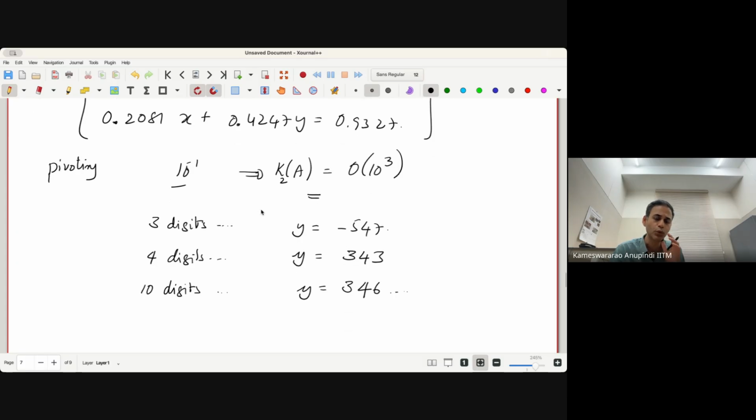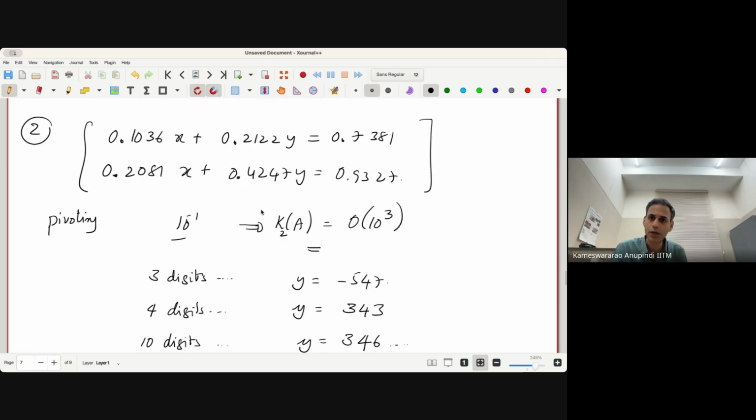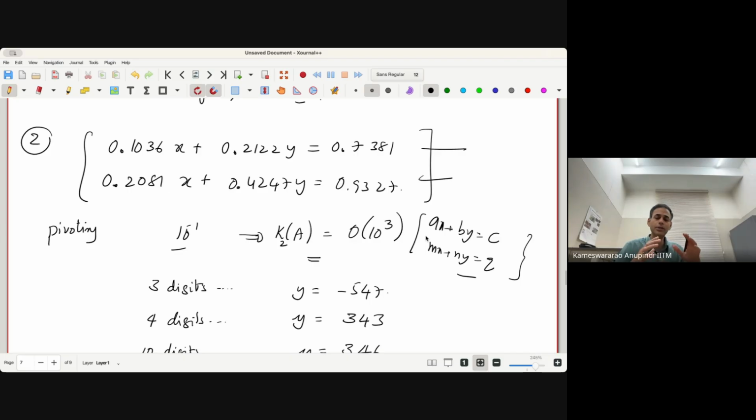Now, to think about this from a geometric perspective, we can always draw these 2 lines. This is more like Ax plus By equals some value, and the next one is also some Mx plus Ny equals some Q. These are 2 lines in 2D. We also know that if the matrix becomes singular, these 2 lines collapse onto one another, like they are parallel to each other.